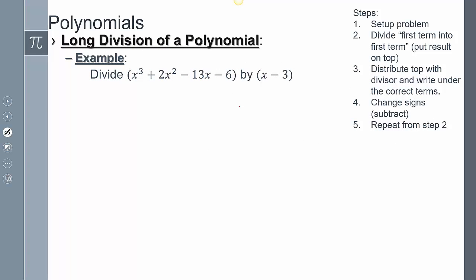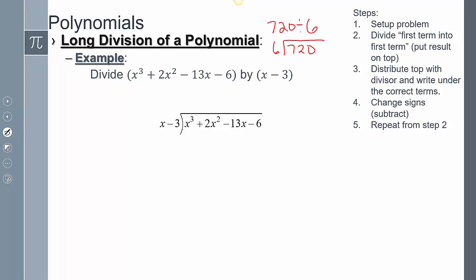So the first type of division that we're going to look at is polynomial long division. Let's say I want to divide x to the third plus 2x squared minus 13x minus 6 by x minus 3. What we're going to do is think of it like typical long division. What if I said 72 divided by 6? How would I divide that? You want to set up the problem first. So I'm going to set this up.